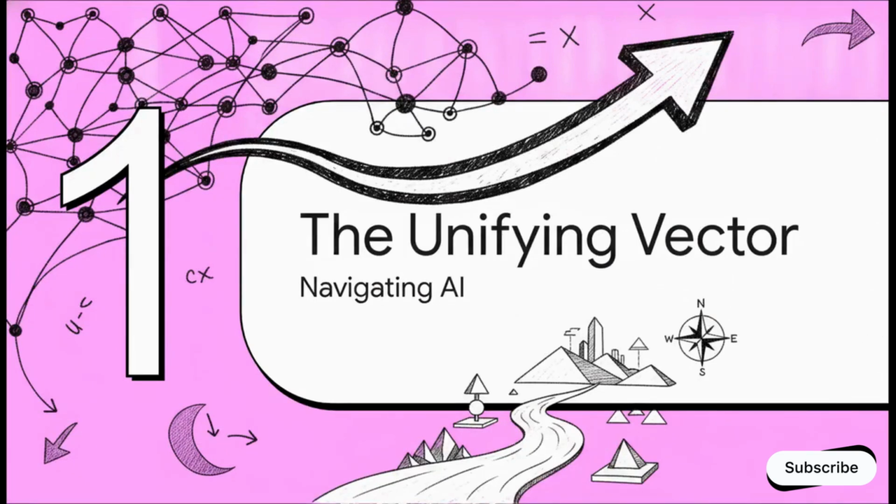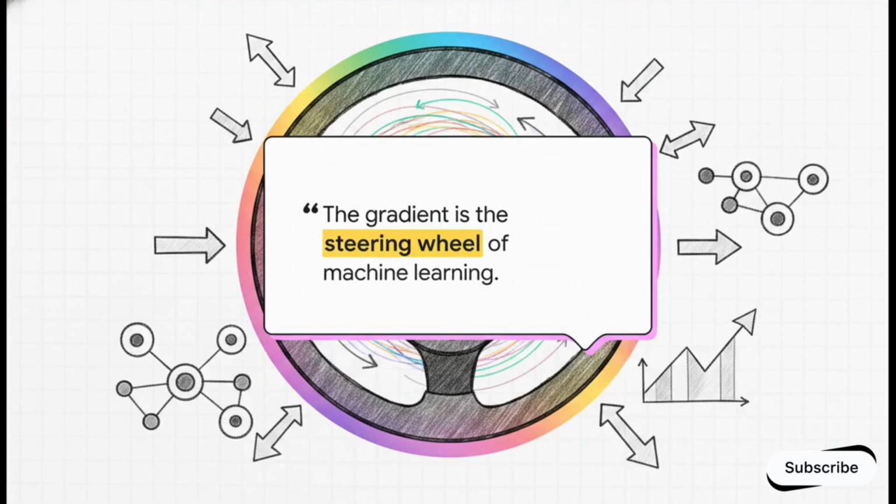Section 1. The unifying vector. So the crucial concept to wrap our heads around is this: unify, steer, navigate, and optimize. The gradient is your ultimate steering wheel. It takes all this fragmented, localized data and unifies it into one singular, purposeful direction. It's absolutely the core mechanism that allows us to command these massive neural networks.